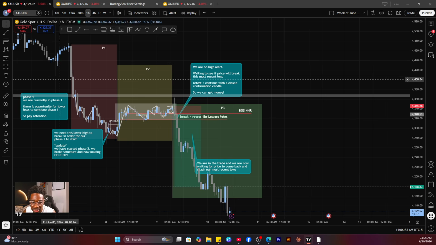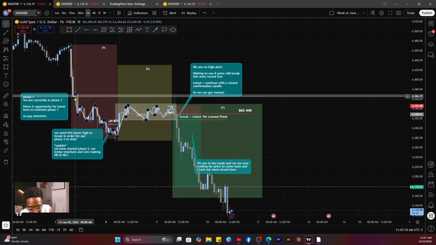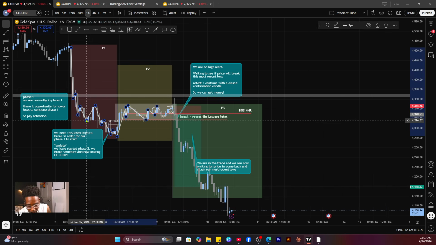So I talk to myself as I'm going along in the trade. You can see here, phase 1, we are currently in P1. There is an opportunity for lower lows to continue phase 1, so pay attention. I have made this here around this area, it was making an impulse. We knew that we were starting an impulse, but I still needed to pay attention because we were still making lower lows and lower highs. So I didn't need to just jump into a trade because this little blue candle here went back in my direction.